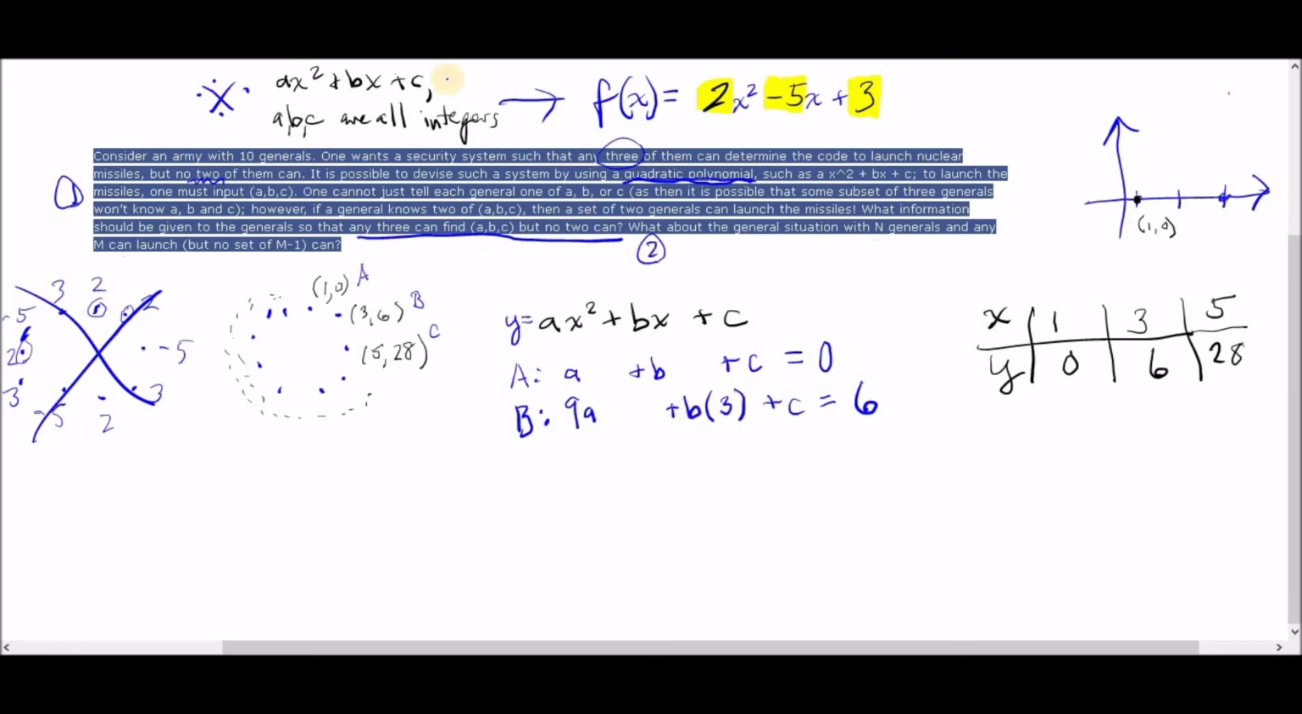Cool. And then what is 3 times b? That's an easy one. That is just 3b.